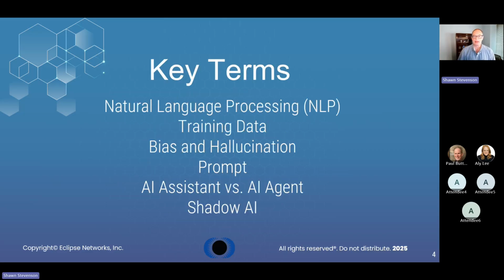All right, let's talk about a few key terms that I think will help you navigate this topic much easier, and let's dig into it. Natural language processing is really the way AI understands, interacts, and responds to human language. The training data is how information is put into AI and how it learns what it learns.